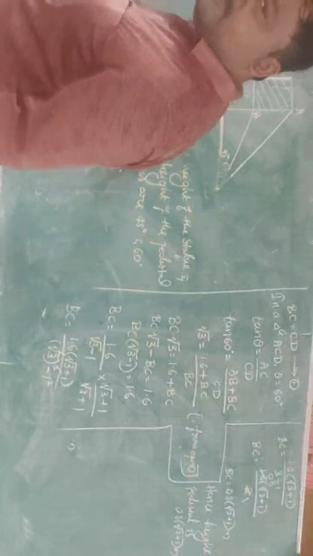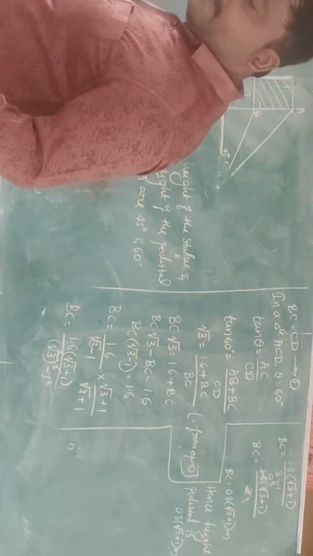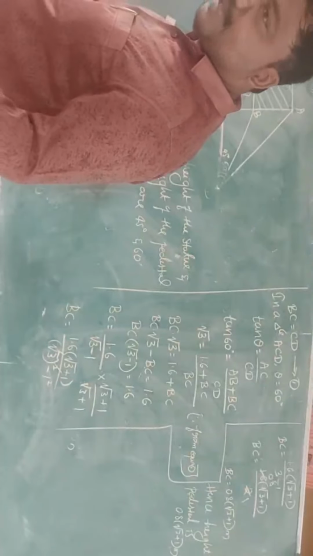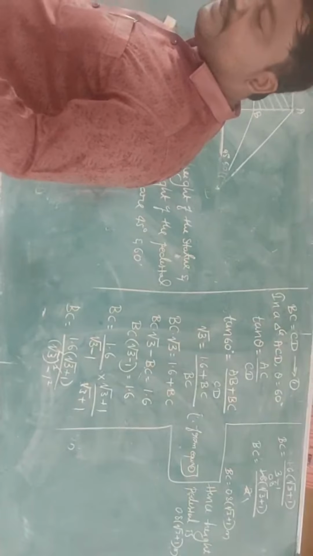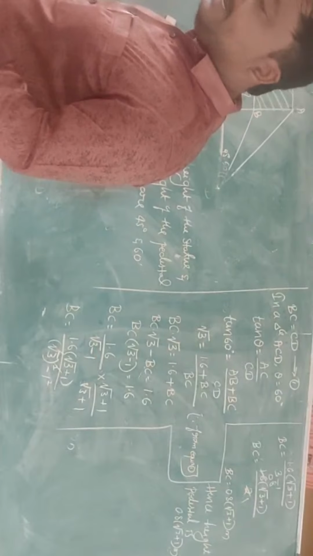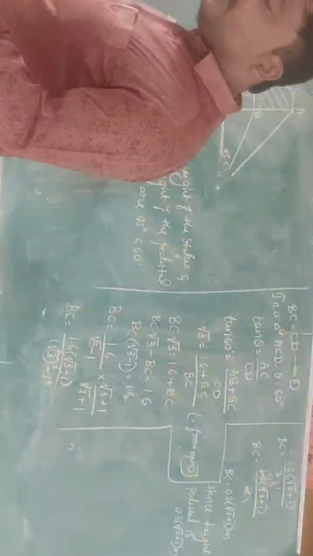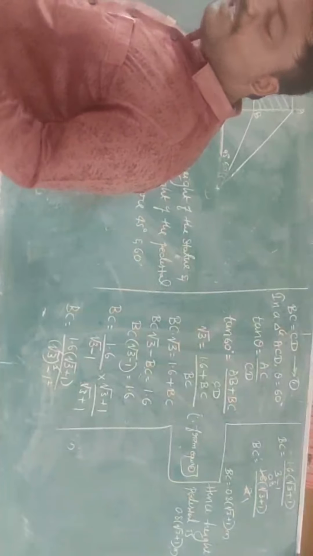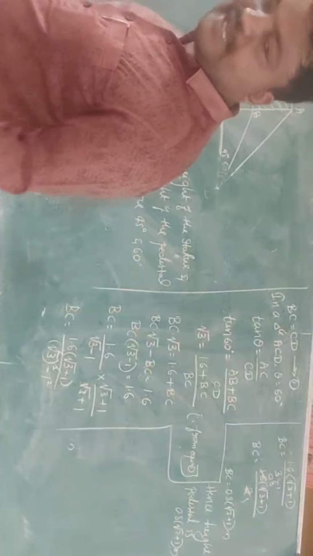Can you draw the diagram, please? Just draw the diagram. The angle of elevation of the top of the building from the foot of the tower is 30 degree, and the angle of elevation of the top of the tower from the foot of the building is 60 degree. If the tower is 50 meter high, find the height of the building. Just draw the diagram, I will solve the question.